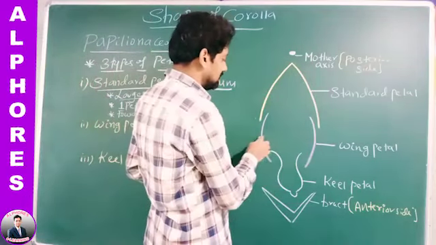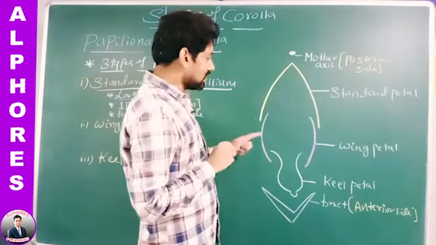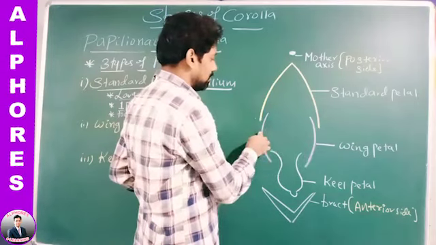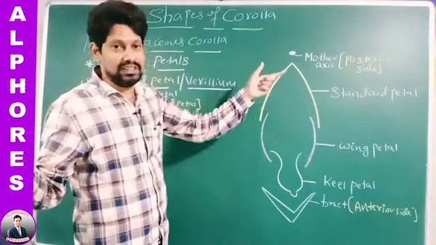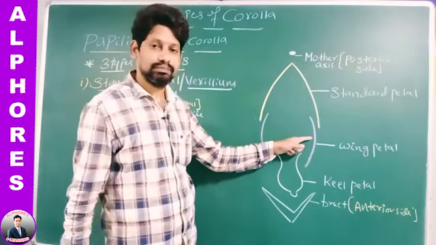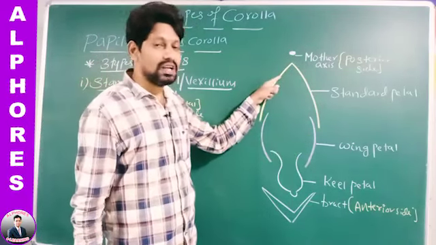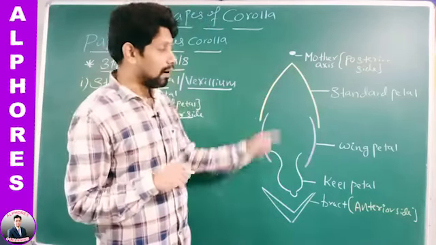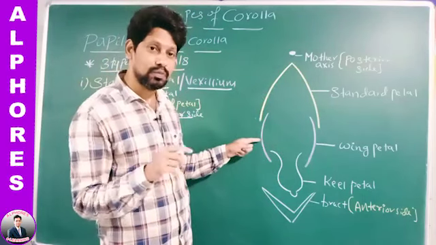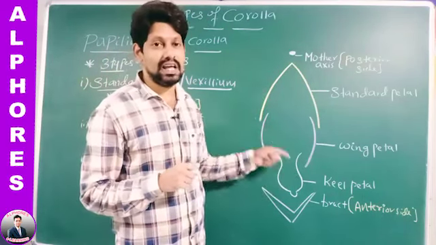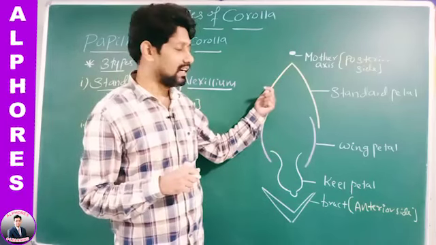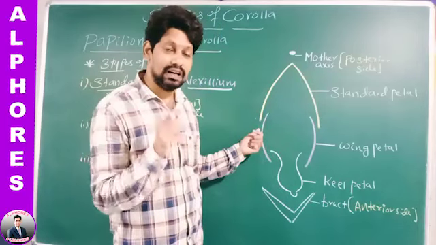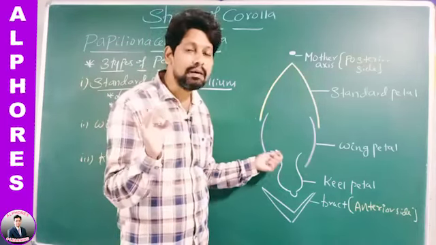What are keel petals? Sorry, these are wing petals. Which petals? Wing petals. How many in number? Two in number, one, two. They are on the lateral sides. Compared to the standard petal, wing petals are small in size. Compared to keel petals, wing petals are large in size. So they are medium in size.